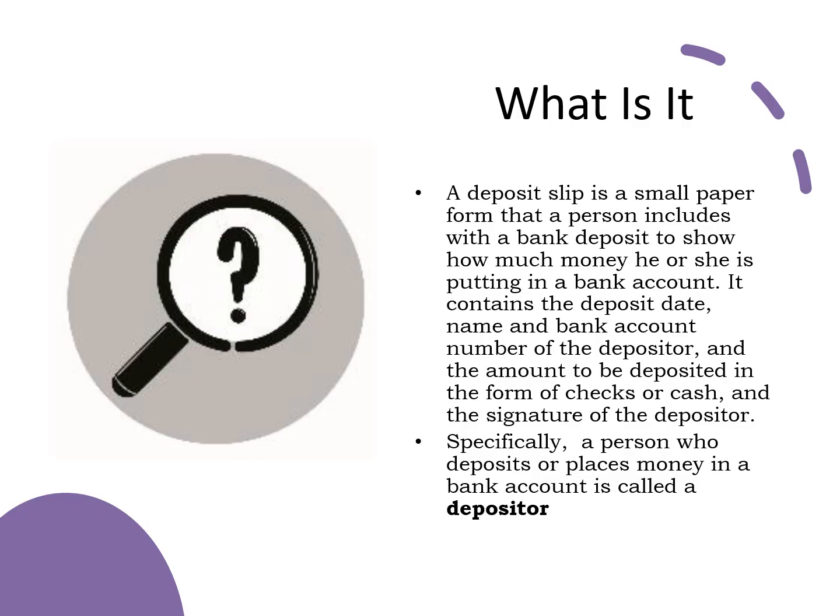What is it? A deposit slip is a small paper form that a person includes with a bank deposit to show how much money he or she is putting into a bank account. It contains the deposit date, name, and the bank account number of the depositor, and the amount to be deposited in a form of checks or cash, and the signature of the depositor. Specifically, a person who deposits or places money in a bank account is called a depositor.